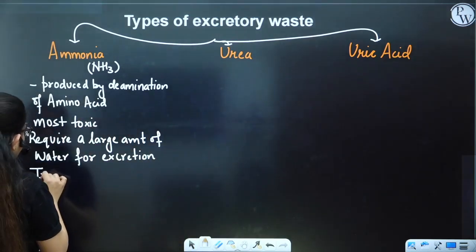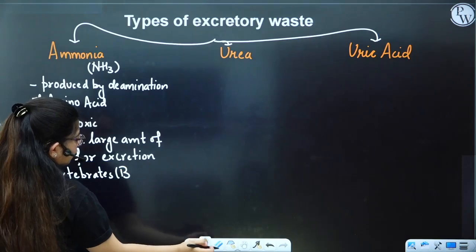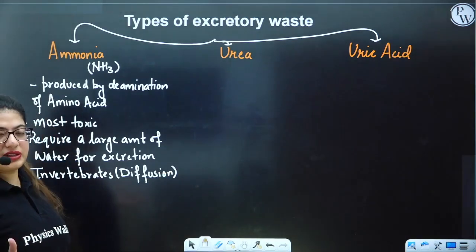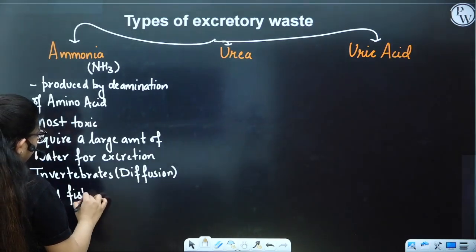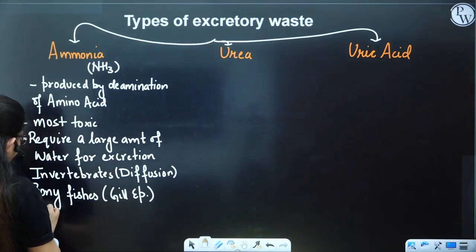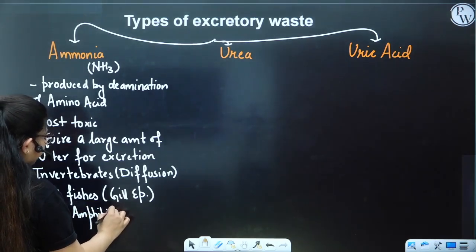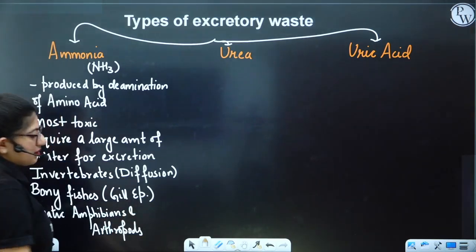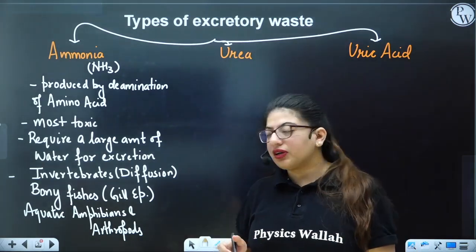So what organisms have ammonia as their excretory waste? One, we have invertebrates, and invertebrates remove ammonia through diffusion through their body surface. Then we have bony fishes. In bony fishes, the gill epithelium removes this particular waste. And then we have aquatic amphibians and arthropods. Not all arthropods, the aquatic ones like prawns. The bees are also arthropods, but they are terrestrial, whereas prawns are also arthropods, but they live in water. So the excretory waste is ammonia.